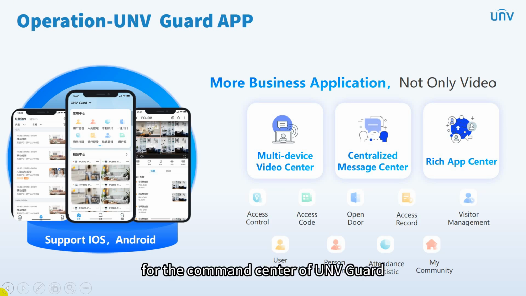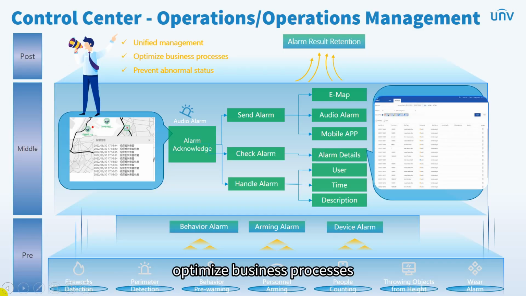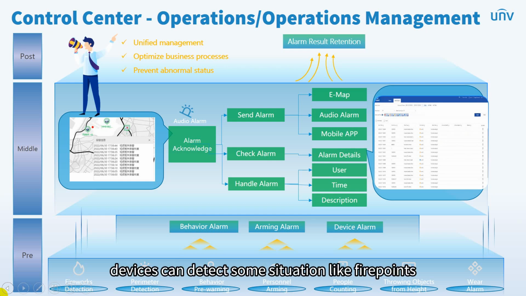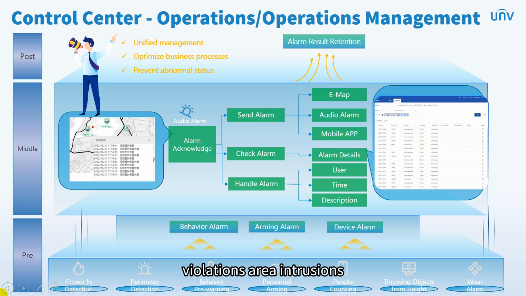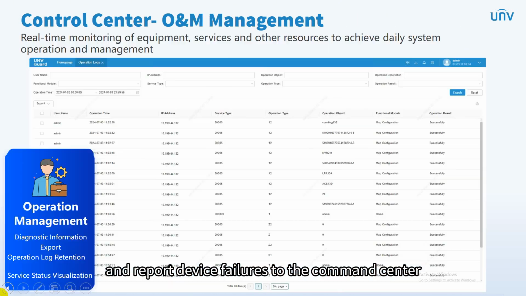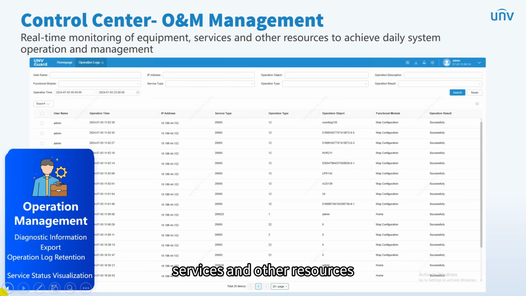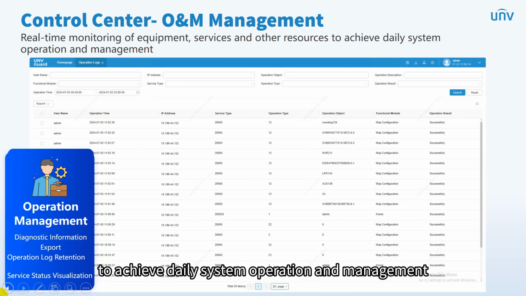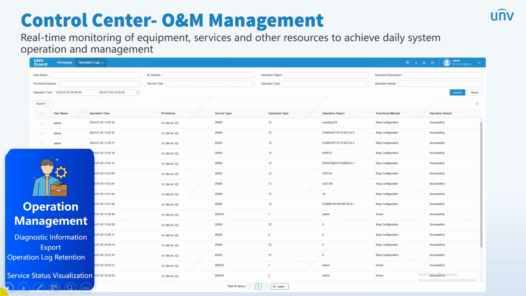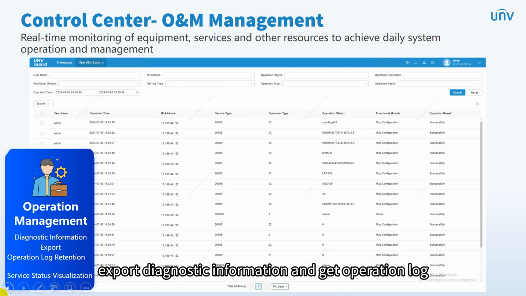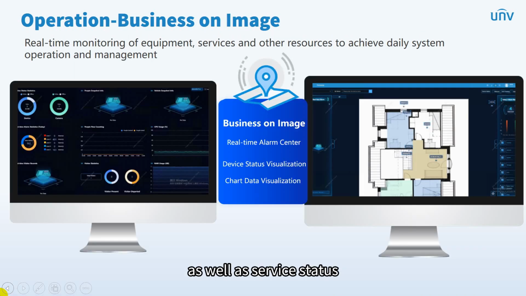For the command center of UNV Guard, this system can provide unified management, optimized business processes, and timely processing of abnormal states. Front-end perception devices can detect some situations like fire points, violations, area intrusions, and report device failures to the command center. UNV Guard also supports real-time monitoring of equipment, services, and other resources to achieve daily system operation and management. You can export diagnostic information and get operation log, as well as service status.